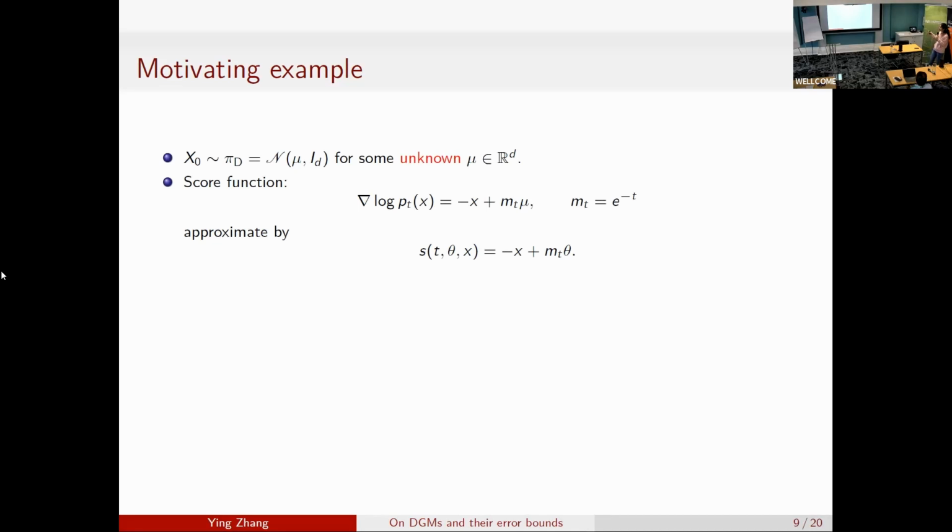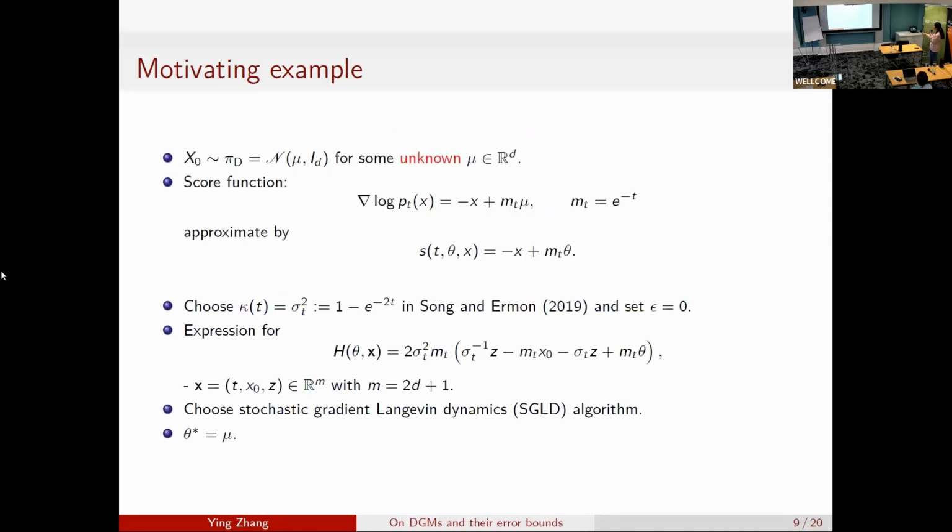Now, because we have this expression, we can choose our approximating functions to approximate it, and this s, we choose it to be minus x plus e^{-t} theta. And we want to find an estimator. So now we have this approximating function, and we observe that the true minimizer of the objective function is exactly when theta star equals mu, right? When theta is mu, we have zero error. So we want to use some optimization procedure to find an estimator of this optimizer.